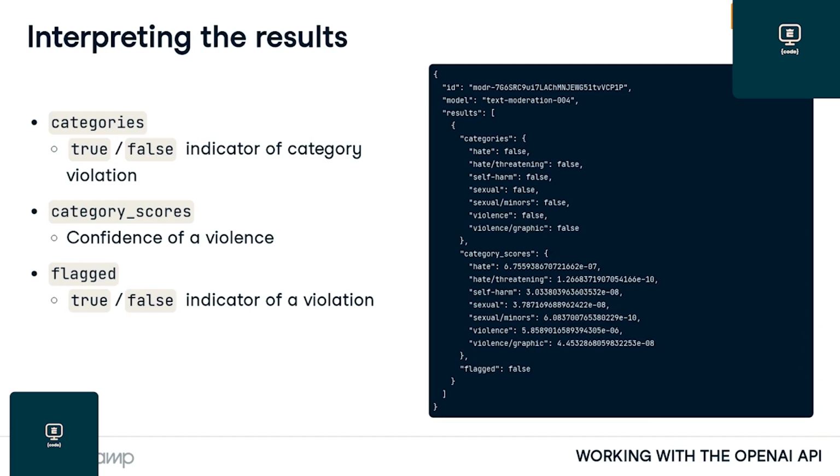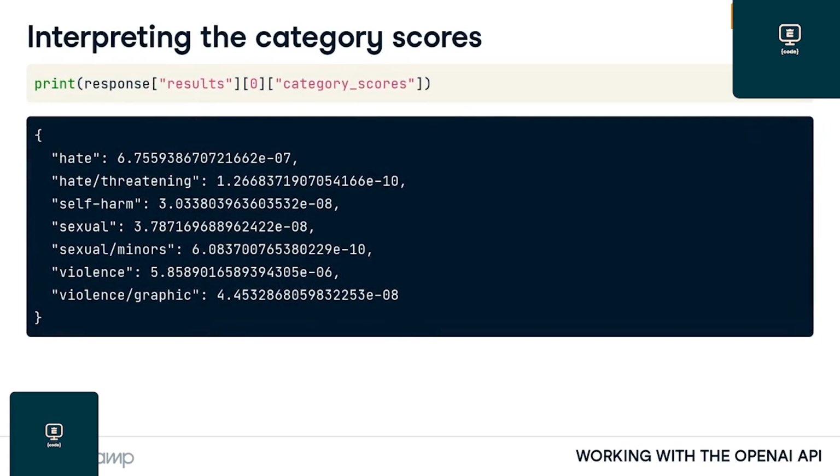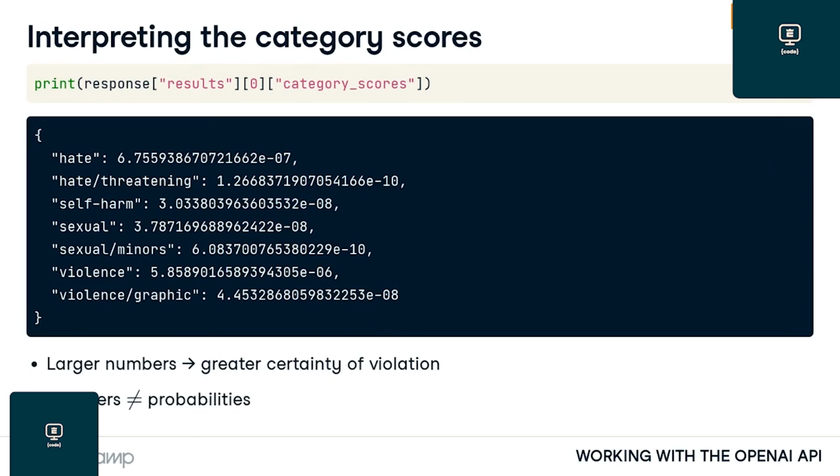Let's take a closer look at the category scores. The category scores are float values for each category, indicating the model's confidence of a violation. The scores can be between 0 and 1, and although higher values represent higher confidence, they should not be interpreted as probabilities. Notice from the small numbers, including in the violence category, that OpenAI's moderation model did not interpret the statement as containing violent content. The model used the rest of the sentence to interpret the context and accurately infer the statement's meaning.